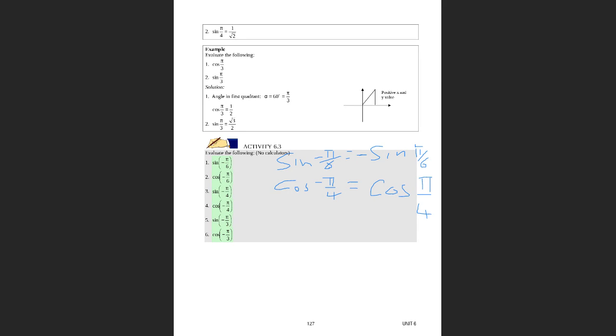The same applies for number 3, number 4, number 5, and number 6. All you have to know is that when it is cos, it is positive. When it's sine, you must bring the negative out. When it is cos, it is positive. Are there any questions?